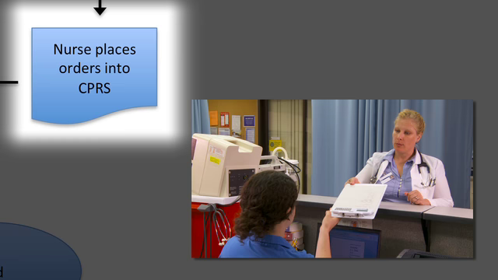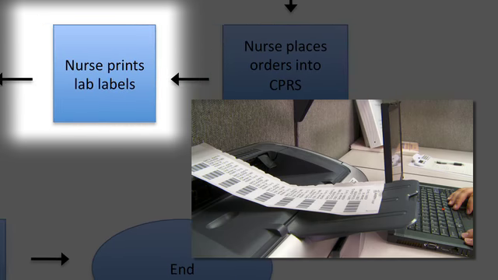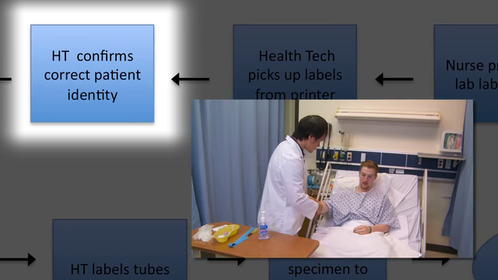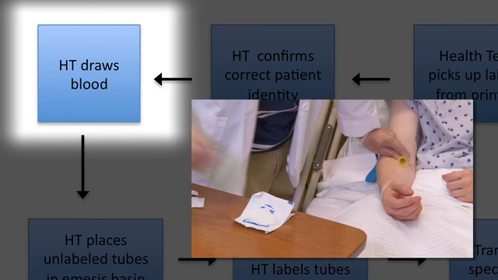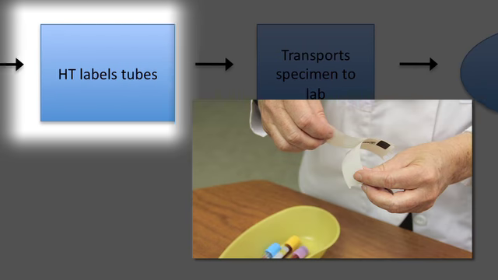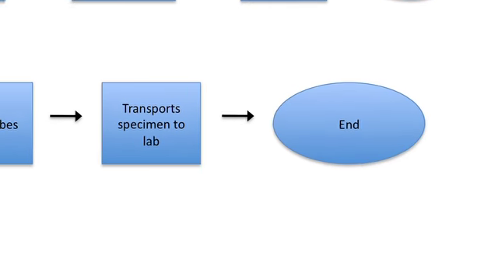The nurse places the orders into CPRS. She prints lab labels. The health tech then picks up labels from the printer. He confirms that the patient's identity is correct. Then he draws blood. If the lab draw is successful, he places the unlabeled tubes in the emesis basin, then labels the tubes. Finally, he transports the specimens to the lab for processing.